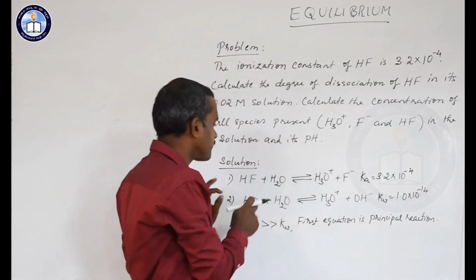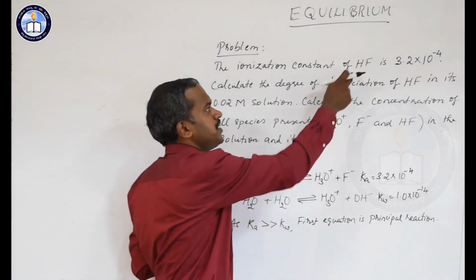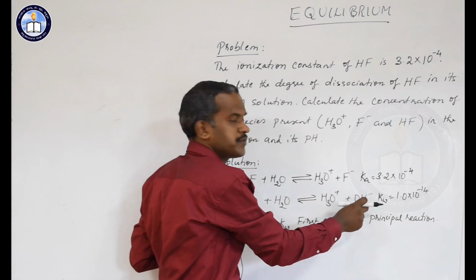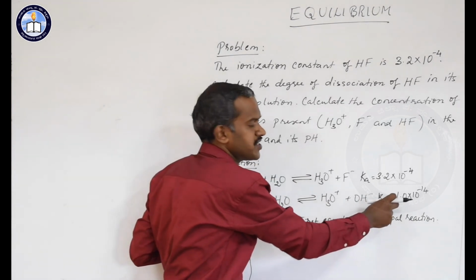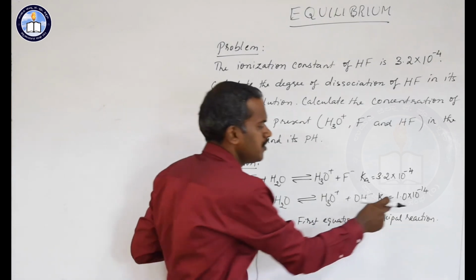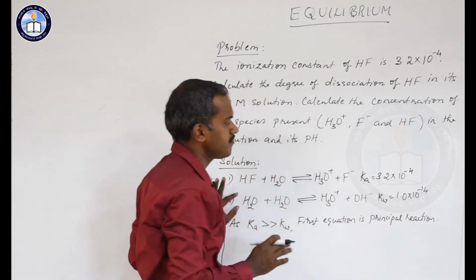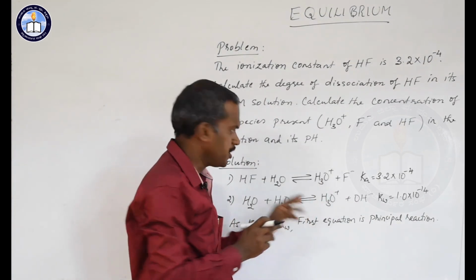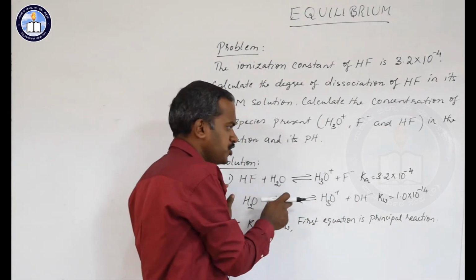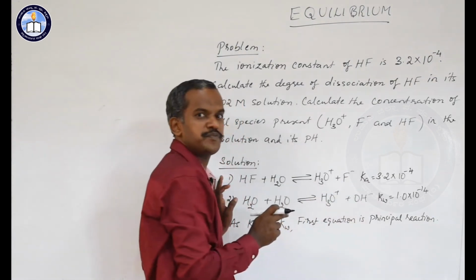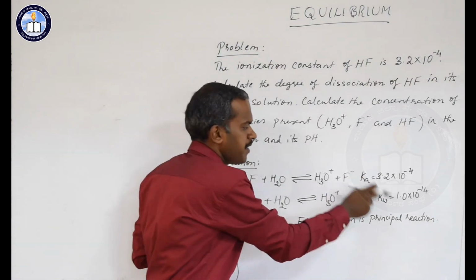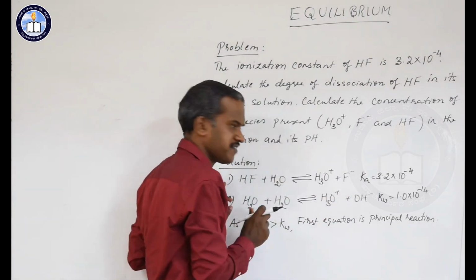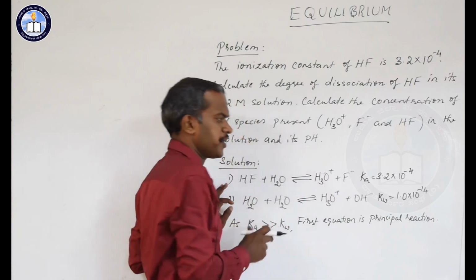Then the second equation: water dissociating, forming hydronium ion and OH minus. This is the ionization constant or ionic product of water, 1 into 10 to the power minus 14. I told you, you have to select the principal equation, the primary equation, among these two based on the Ka values. Students, can you understand? Among these two, which is the higher value? The Ka value for dissociation of HF is given. Kw, that is the ionic product of water, is given.